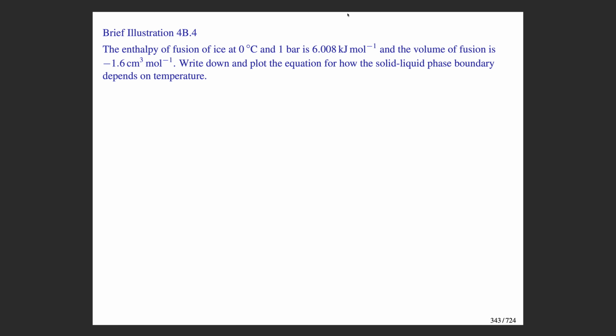Let's see, so we have another problem here. The enthalpy of fusion of ice at 0 degrees Celsius and 1 bar is given to us as 6.008 kilojoules per mole. And then they give us the volume change. They want us to write down and plot the equation for how the solid-liquid phase boundary depends upon temperature.